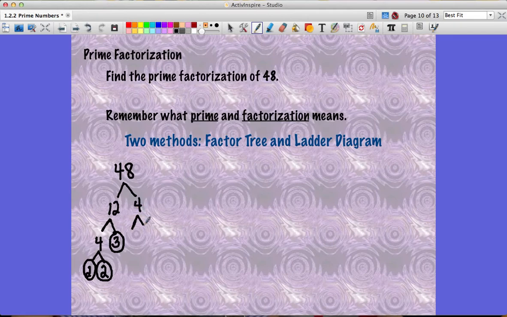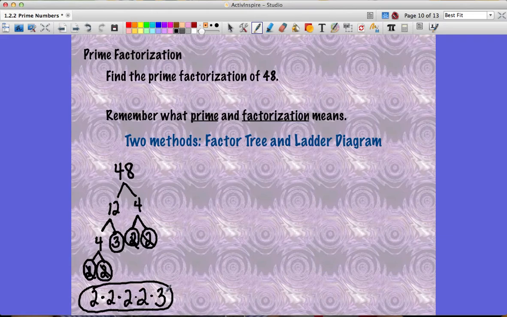Now I go up to the other 4, and I see that I can break it up as 2 times 2, both of these being prime, so I circle them, which makes it easier for me. And then I take all of my ornaments, all the circled numbers, and I make them into a multiplication problem from greatest to least. So I have 1, 2, 3, 4 2's, so I do 2 times 2 times 2 times 2. That's all 4 of my 2's, and then the last one is times 3. So the prime factorization of 48 is 2 times 2 times 2 times 2 times 3.